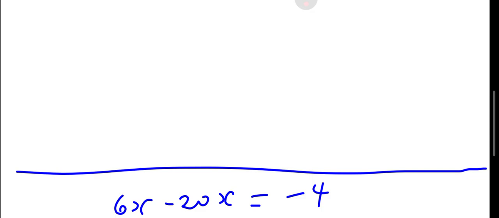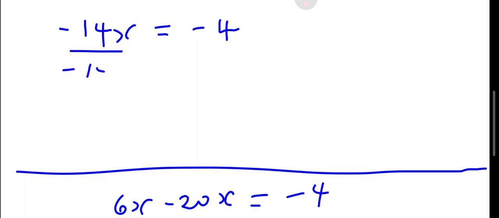So here when you add, 6 minus 20 is going to give us what? Minus 14x, which is equal to what? Negative 4. So as I said, x must stand alone. So we divide both sides by the coefficient of x, which here is what? Negative 14.